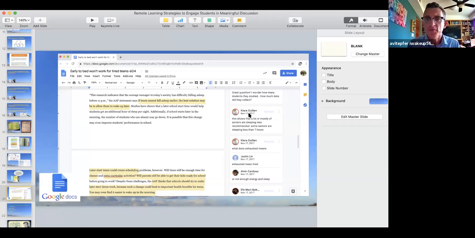We have Kiara, who's from Ecuador, Justin Lin, whose family came from China when he was 2 or 3 years old, Alvin Cordoso, who comes from a Mexican family, and Efe Mert Balkinli, who came from a Turkish family. So welcome to 6th grade in Brooklyn, New York City, a very diverse place, and we have all different types of students. It's great. But let's look first at Kiara's comment. Now she highlighted a sentence, and she said, "This shows that a lot, or most seniors are sleeping less than recommended. Some seniors are sleeping less than 7 hours." So Kiara here is taking a sentence, she's paraphrasing, she's summarizing, and she's making it easier for her to understand and for her classmates to understand, because they will see this comment.